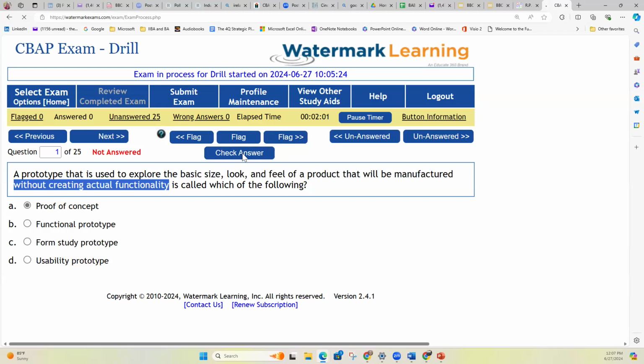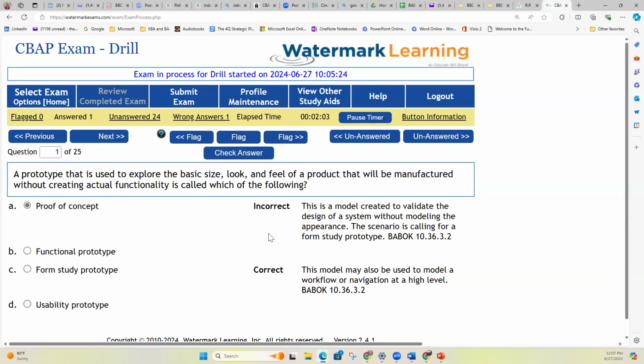For the interest of time, we're going to check the answer. A proof of concept is a model created to validate the design of a system without modeling the appearance. This scenario calls for a form study prototype, which is this one. A form study prototype may also be used to model a workflow or navigation at a high level.